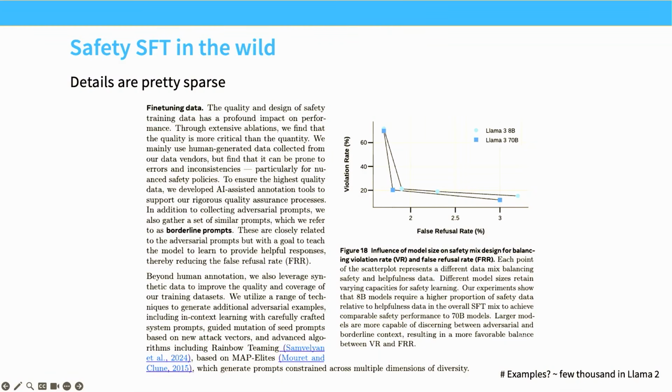And so what you do is create various kinds of tailored data to navigate this trade-off. In terms of the scale of the amount of data you collect, you usually have something like a few thousand or tens of thousands of examples. For example, in Llama 2, I think it's about a few thousand examples that are used for this process.